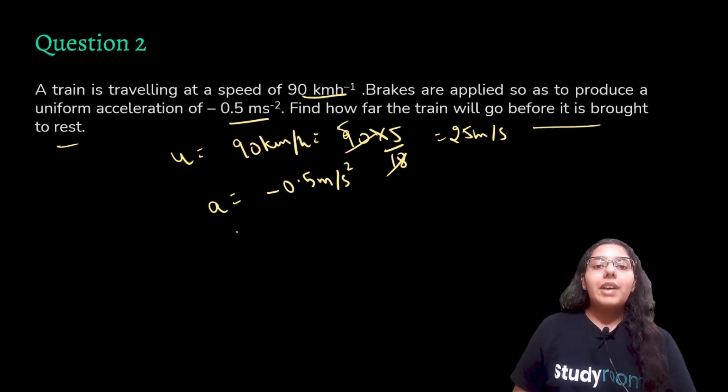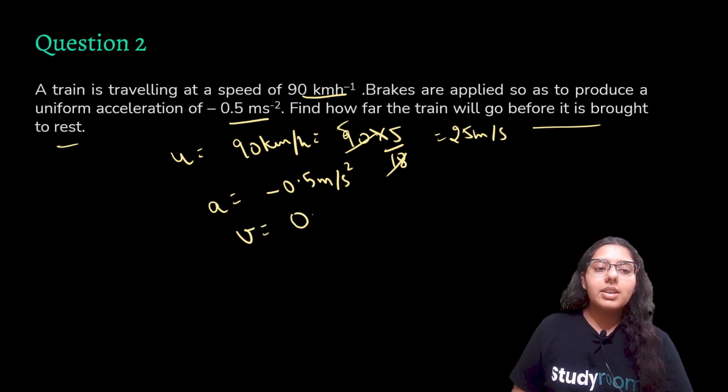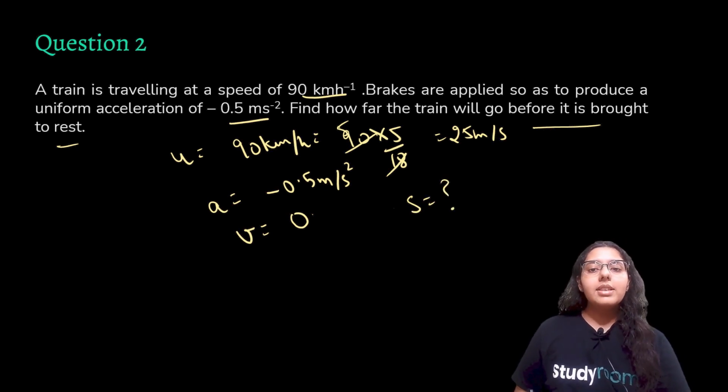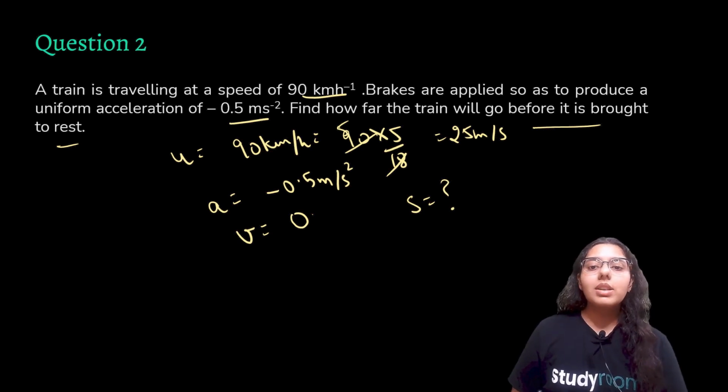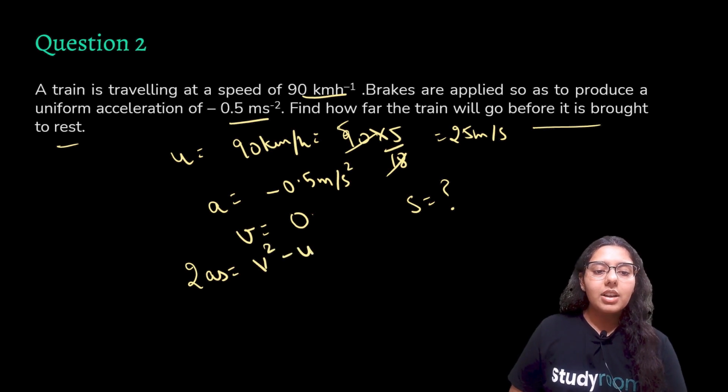If it is brought to rest, then your final velocity will become 0. What are you supposed to find? Nothing but S. So here, since we don't have time, we can't use the second equation of motion. But we have one equation where we have the relation between position and velocity. Which equation is that? 2as is equal to v square minus u square. So we can directly use this.